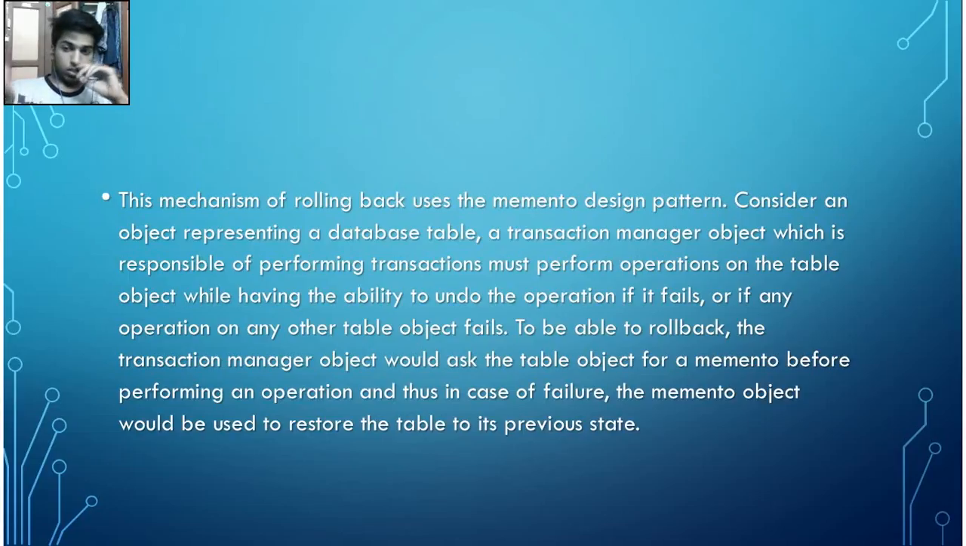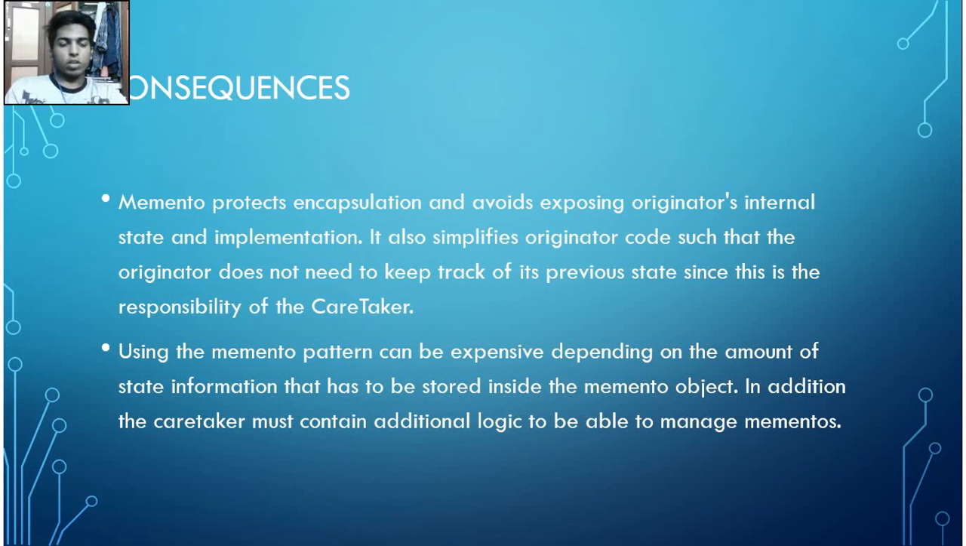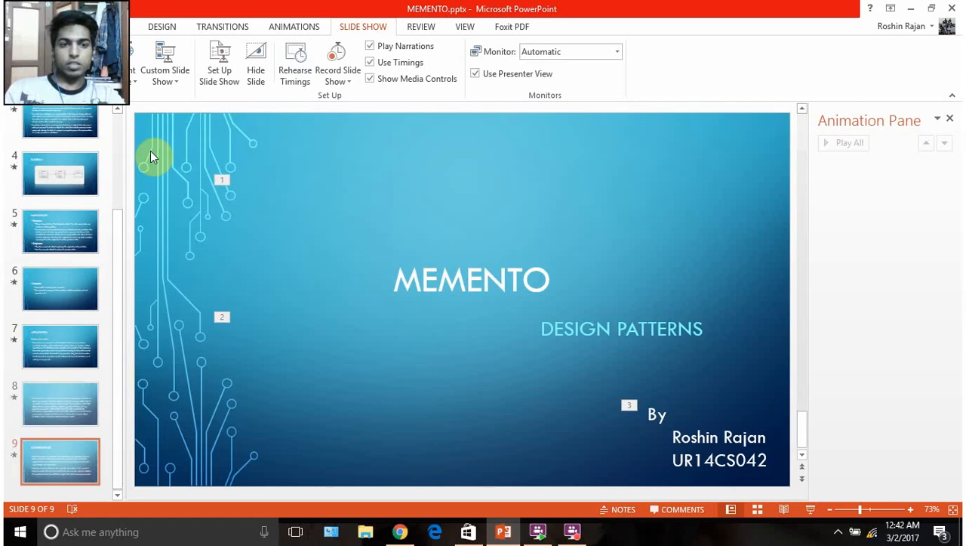What the pattern says is, consider an object representing a database table. A transaction manager object which is responsible for performing transactions must perform operations on the table object, while having the ability to undo operations if it fails, or if any operation on any table object fails. To be able to roll back, the transaction manager object would ask the table object for a memento before performing an operation, and thus in case of failure the memento object would be used to restore the table to its previous state. Now before looking at the consequences, I would like to show you an implementation of it.